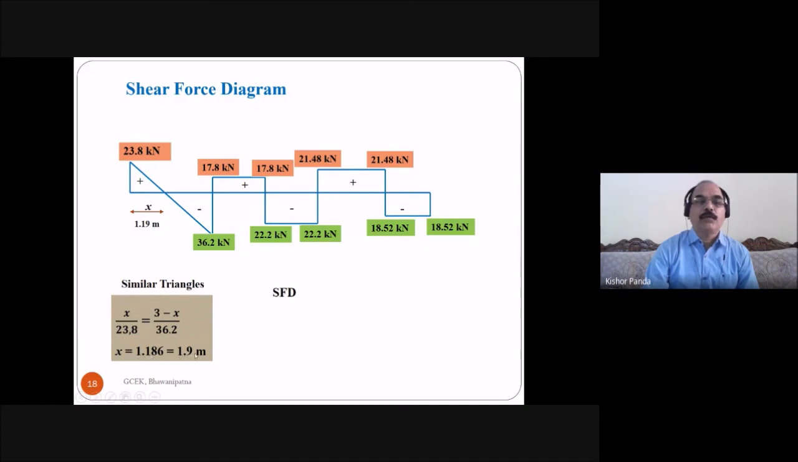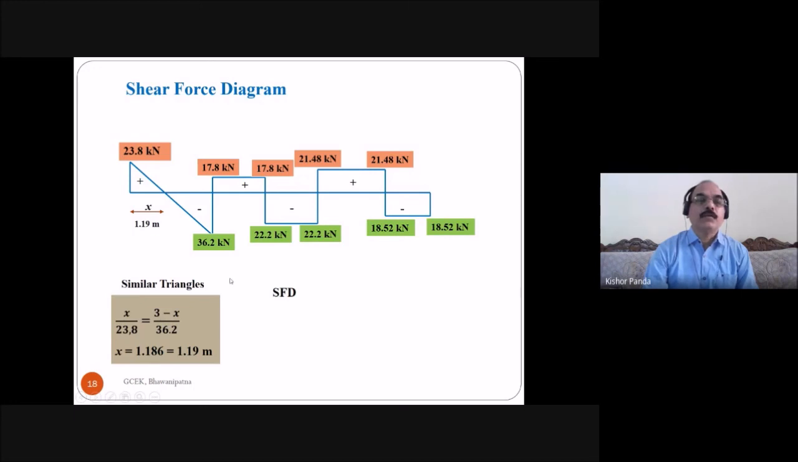That is approximately 1.19 meter. So here you got the zero shear force position. This x is equal to 1.19 meter. By using the similar triangle, you can find out the zero shear force position.